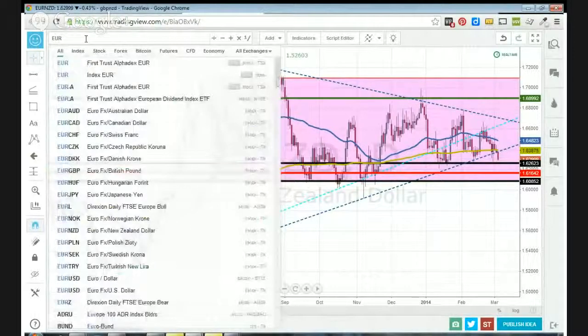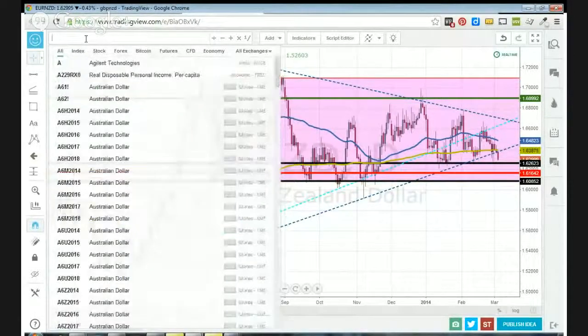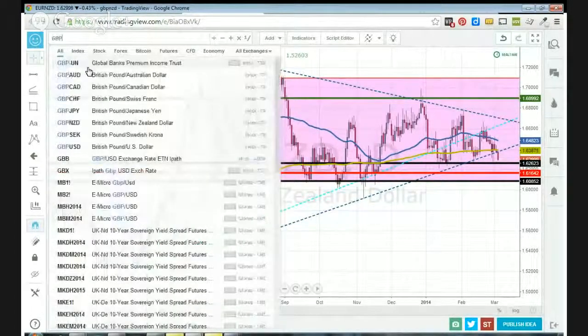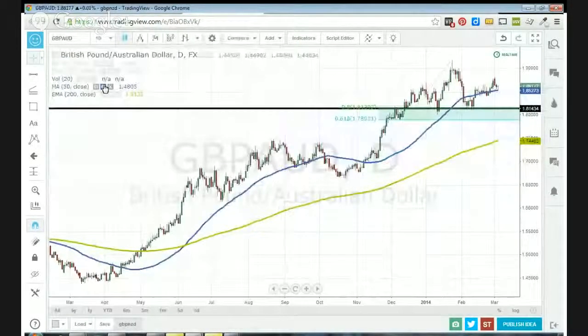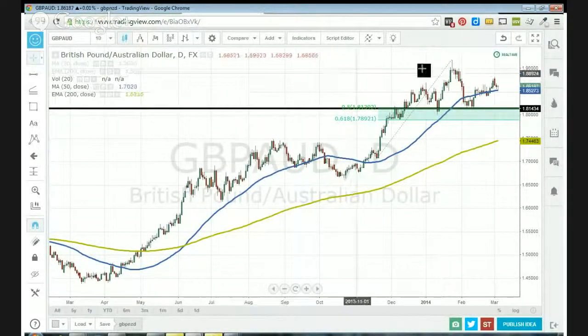Okay, so that does it for the euro. Now it's time to go to the pound. Pound Aussie. Yeah, pound Aussie. Same situation. Need a pullback. Clearly in an uptrend, just need a pullback. 81.43 is really the earliest.